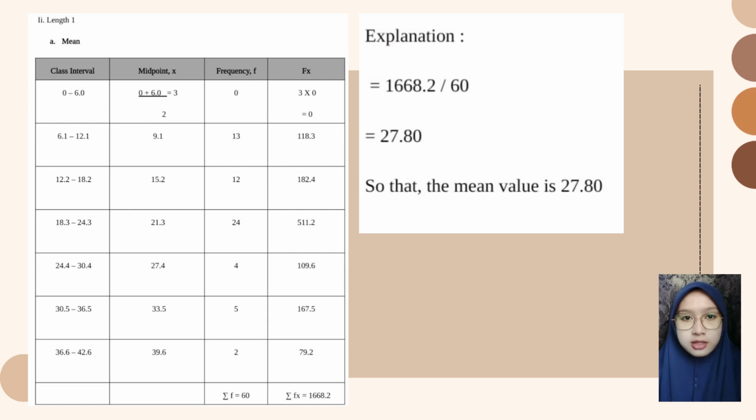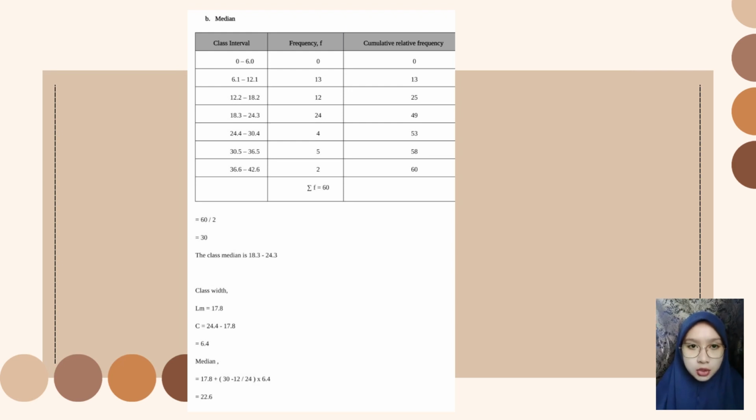126.6. For the length mean, 1668.2 divided by 60 equal to 27.8. Hence, the mean value is 27.8. 60 divided by 2 equal to 30. Hence, the class median is 18.3 to 24.3. The class width 24.4 minus 17.8 equal to 6.4.